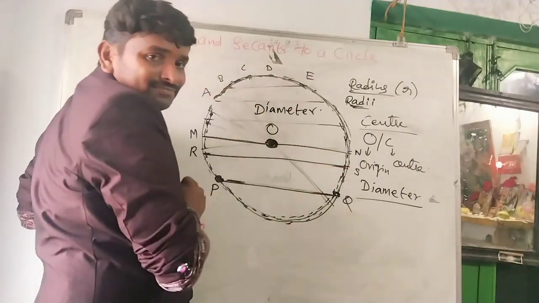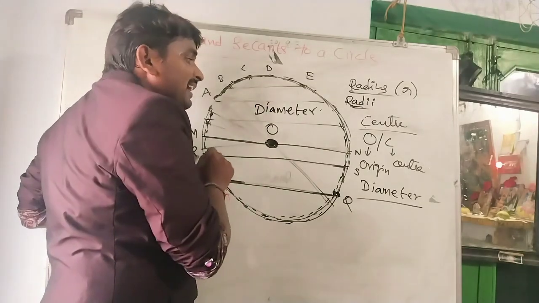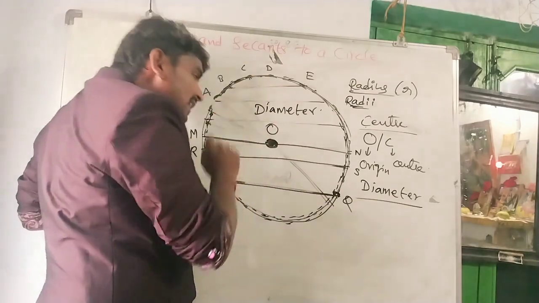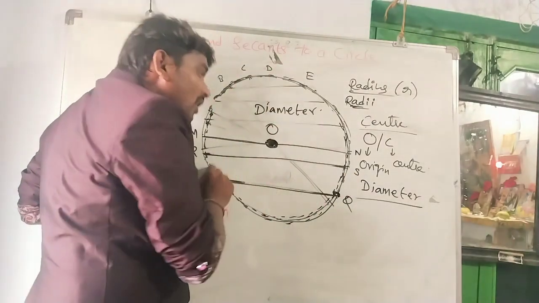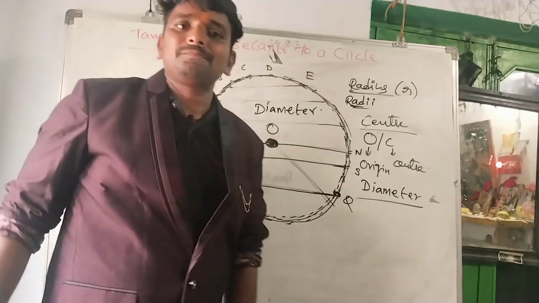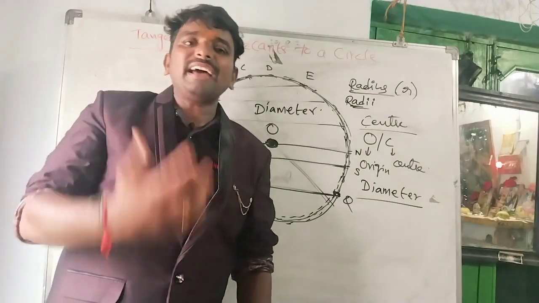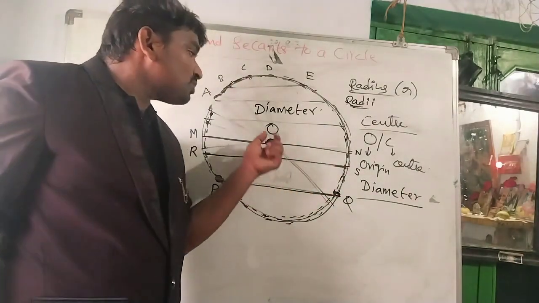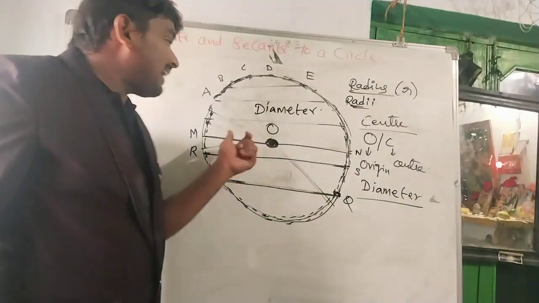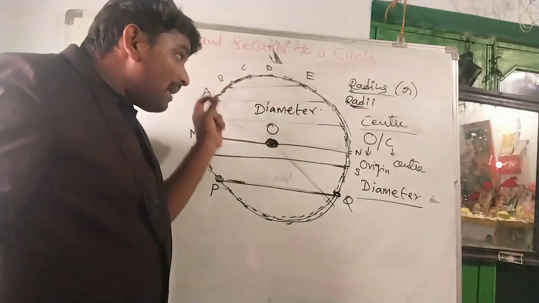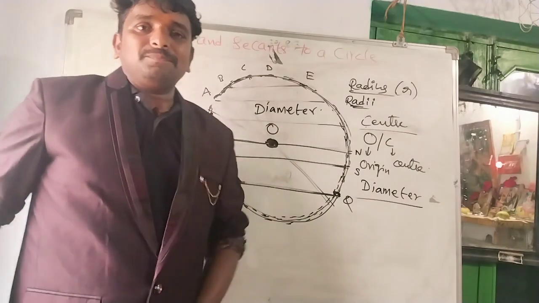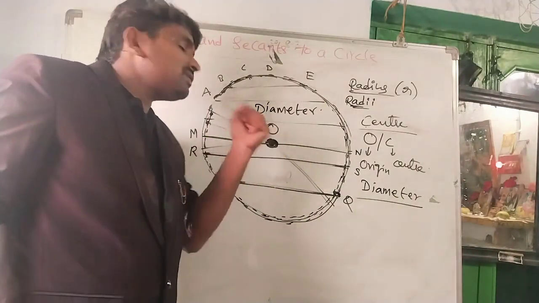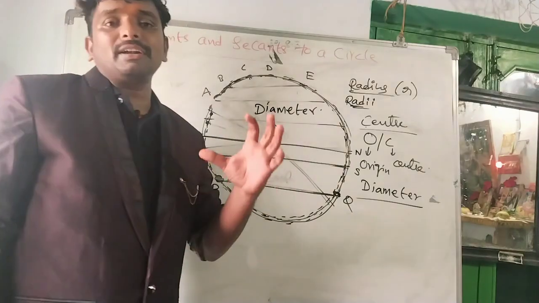RS is just a chord, because we have taken two points on a circle and joined them, and we obtained one line segment. We call this line segment a chord. What is the difference between chord and diameter? A chord doesn't pass through the center of the circle, but a diameter should pass through the center of the circle. That is the difference between chord and diameter.